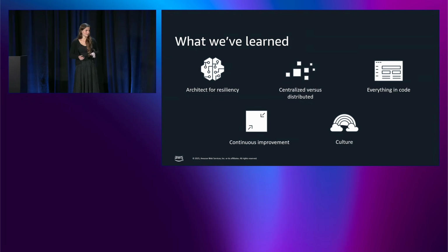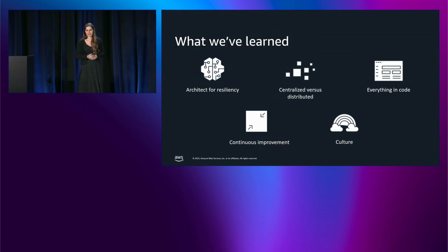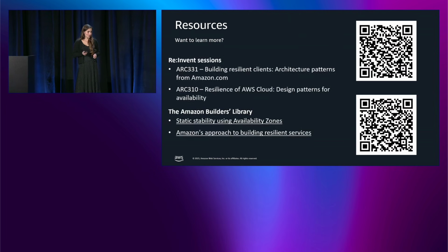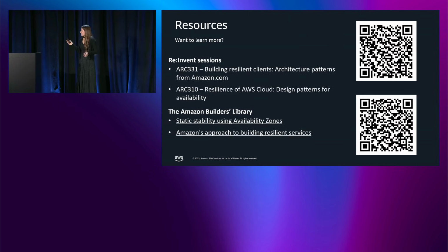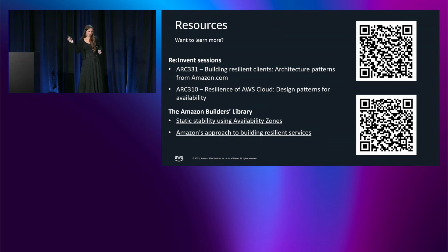So these are some of our main takeaways. Hopefully they've been helpful to you. If you want to learn more, we have 2 topics that might be interesting if you enjoyed this session. And then we have some builder library resources, one on static stability, and then one on building resilient services. So those are the 2 QR codes.